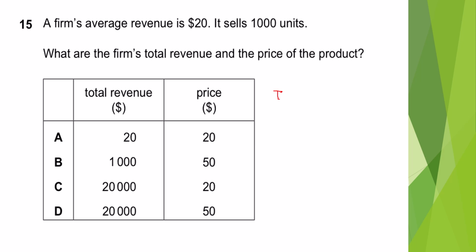So total revenue is equal to average revenue, which means price, that is 20, and it is selling 1000 units. So price into quantity, this and this, it would be 20,000. Yes. So for this, C would be the correct answer. Right?